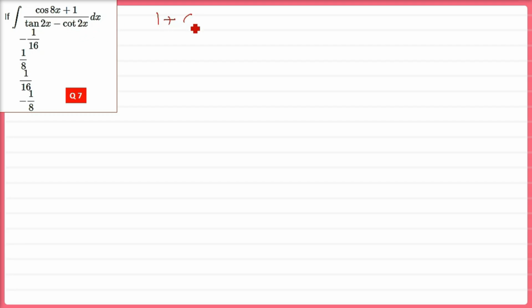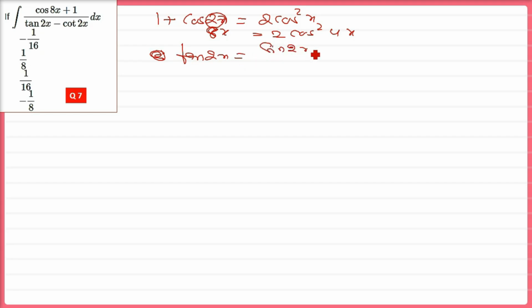1 plus cos 8x. We know that 1 plus cos 2x is 2 cos square x. If you replace this 2x by 8x, the right side will become 2 cos square 4x, since 8x by 2 is 4x. So the numerator will be replaced like this. Coming to the denominator, tan 2x can be written as sin 2x divided by cos 2x, and similarly, cot 2x will be written as cos 2x divided by sin 2x.